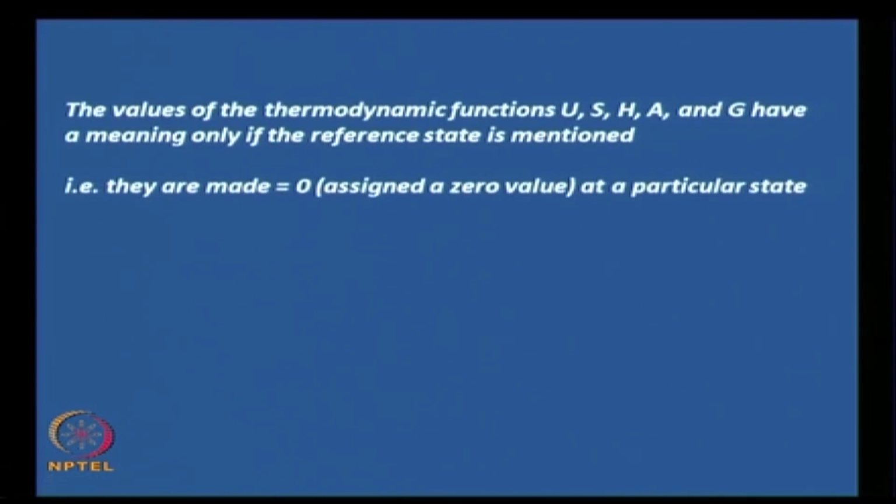I have given you a mnemonic here for the values of the thermodynamic functions: U, S, H, A and G, internal energy, entropy, enthalpy, Helmholtz free energy and Gibbs free energy. They all have a meaning only if the reference state is mentioned. Remember, these are the variables that we are defining, and they all have a meaning only if a certain reference state is mentioned. What I mean by that is, you need to have a certain state at which these variables are assigned a 0 value.